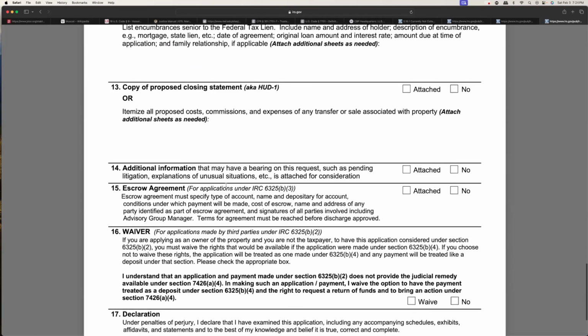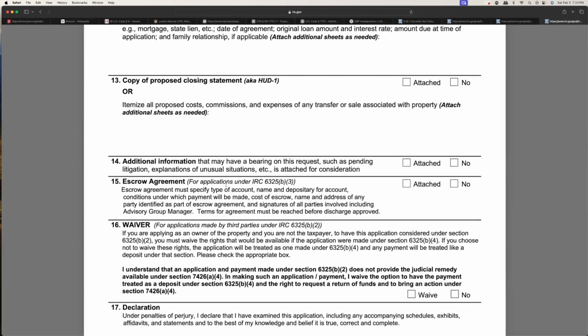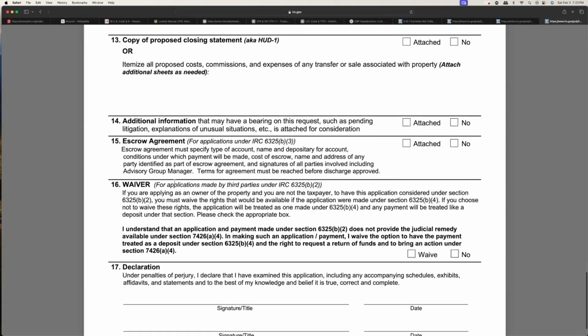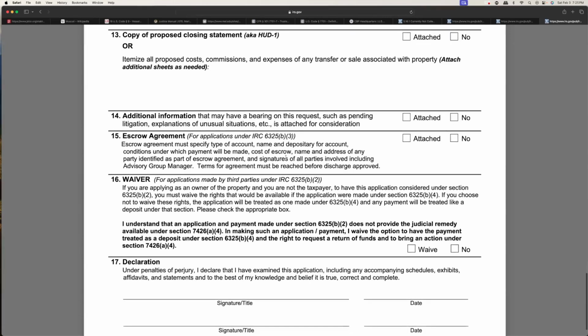HUD statement, the closing statement. Remember, you're actually going to use a real estate attorney or a closing agent, an escrow company, to do this for you. So they will give you all of those receipts to show that you really sold the house to this trust, as the buyer. Additional information that may have a bearing on this request, such as pending litigation, hit no. Escrow agreement, hit no.